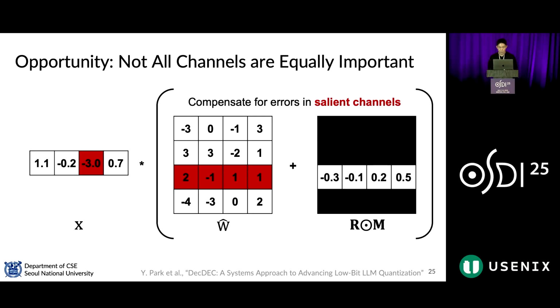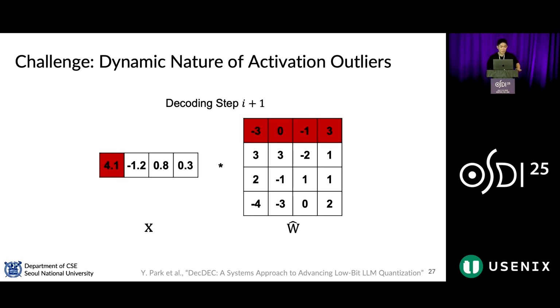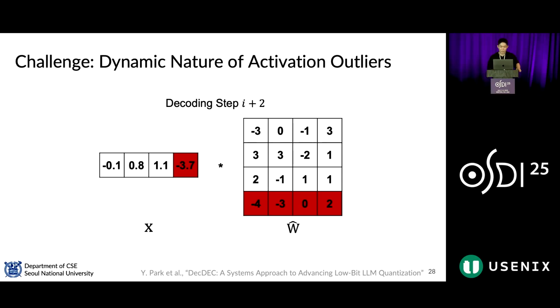In this example, if we were to add the residual to just one channel, it would naturally make sense to choose the salient channel, which is the third one. But there is one problem. The position of the activation outlier keeps changing. For this input, sometimes it's the third element, sometimes it's the first element, and it can also be the first element.